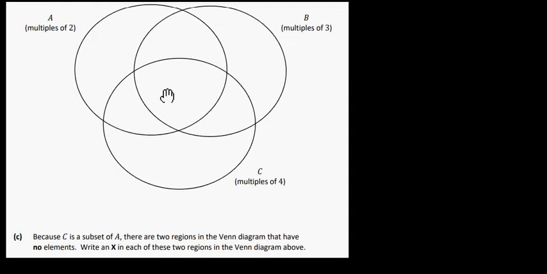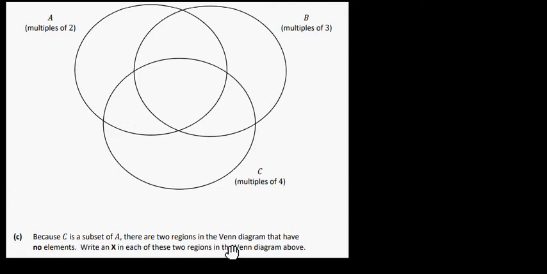Part C here, we have all three sets shown in our Venn diagram here. So these are multiples of A, these are multiples of B, and these are multiples of C here. Now because C is a subset of A, all of these multiples of 4 here are going to be somewhere in this circle here, multiples of 2. So there will be nothing out here, because all the multiples of 4 have to be multiples of 2 as well, so they have to be within this circle.